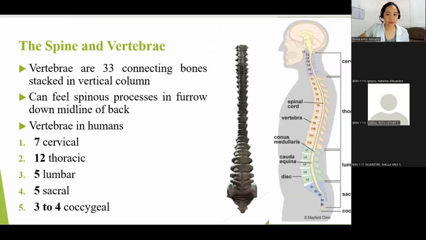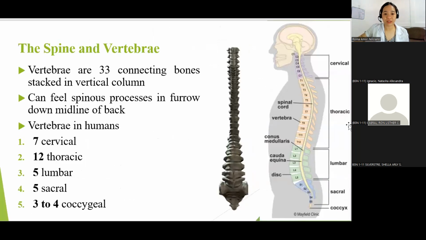Let's go to the spine and the vertebrae. The vertebrae are 33 connecting bones stuck in a vertical column. So, vertebrae, para hindi ka malito, vertebrae is vertical. Of course, no? Vertical is pataas. Wala namang skeletal or vertebrae bones na horizontal unless nakahiga ka. So, horizontal, pahalang. Pero ang ating vertebrae, vertical, pataas.